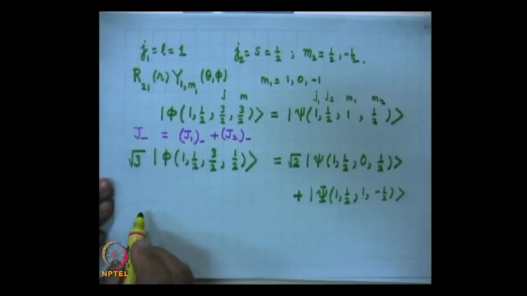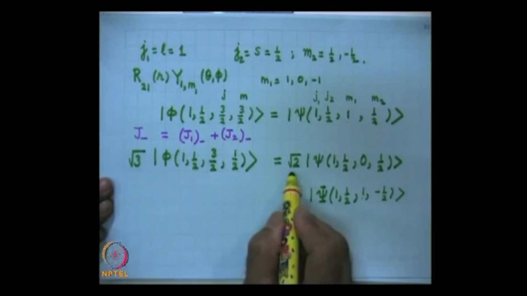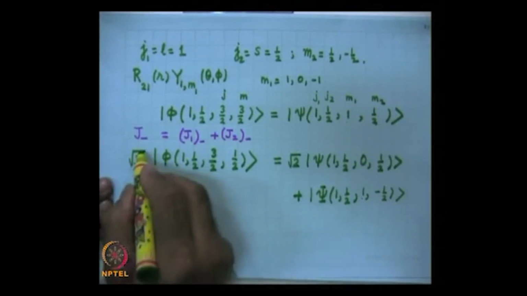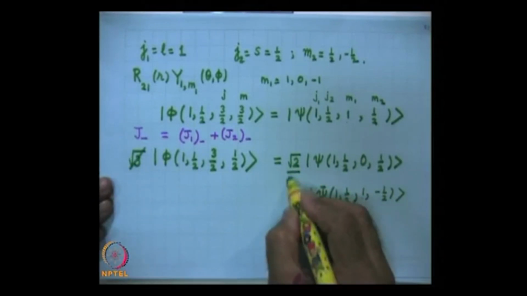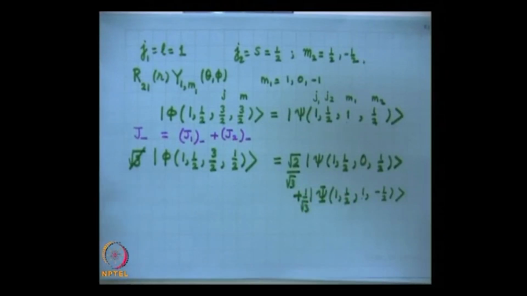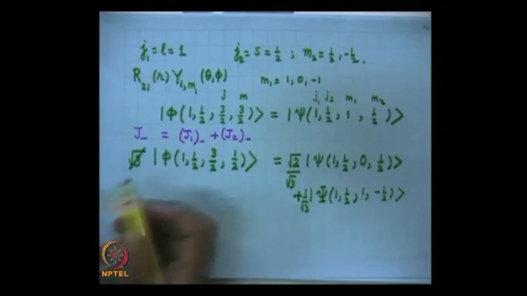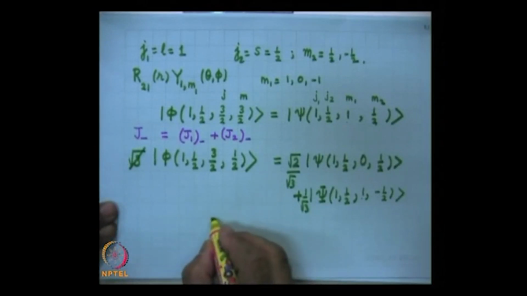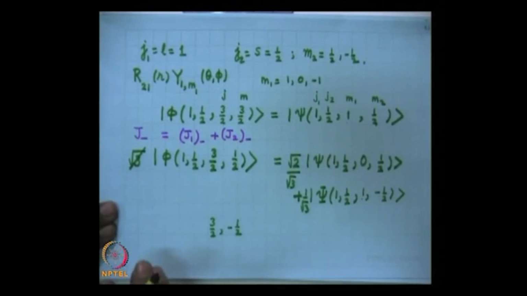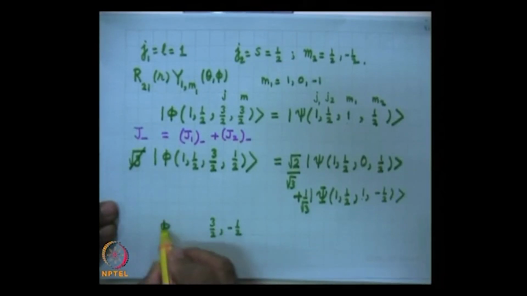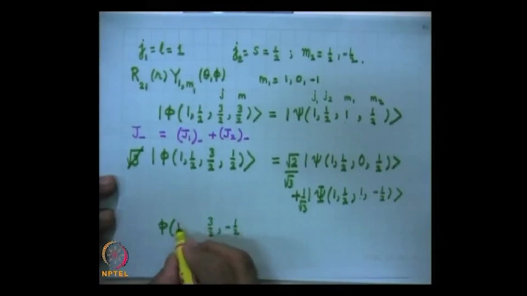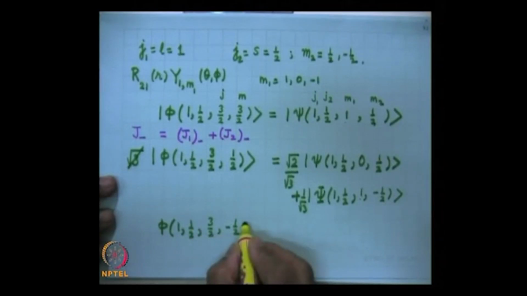So, here now the Clebsch-Gordan coefficients are square root of 2 by 3. If I take this on this side, so square root of 2 by 3 and 1 over root 3. These are the coefficients, and if I operate this again, I will get 3 halves and I leave it as an exercise, minus half. So, I will get an expression for phi, no, I leave that as an exercise, that is very simple.